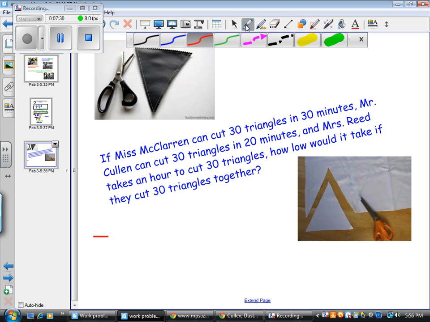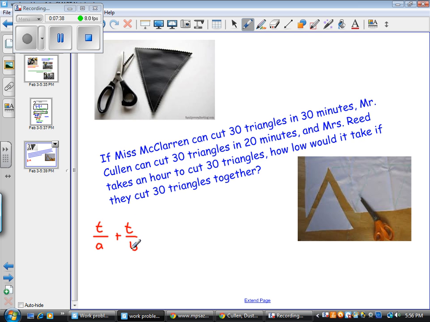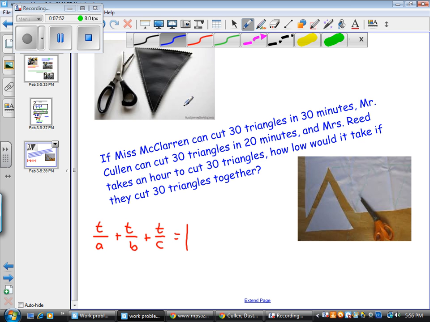Okay. Instead of using only t over a plus t over b, now I have a third person, so I'm also going to have to introduce t over c. And all 3 of those together, the question is, if you put them all together, how long would it take to do that one job? So, in this case, my A is going to be 1 person, my B is going to be another person, and then the C is going to be yet a third person.